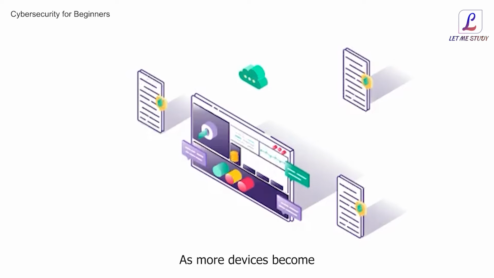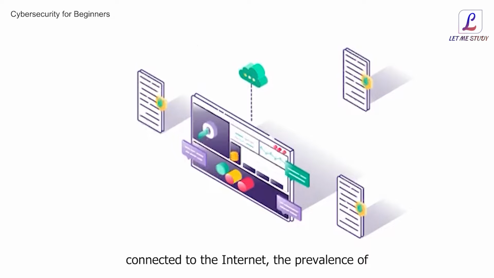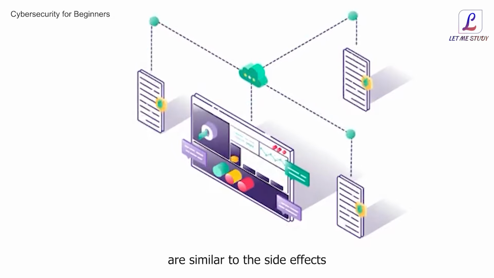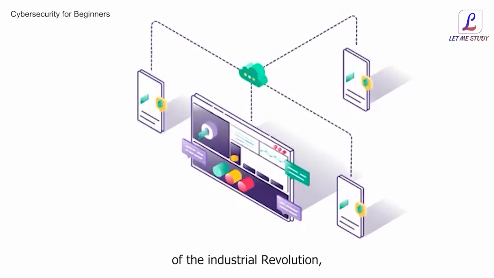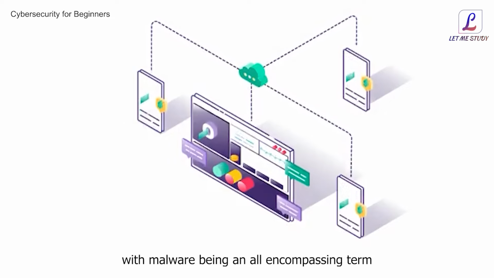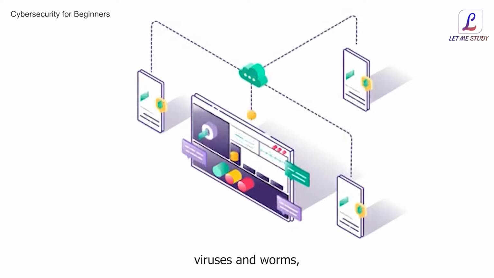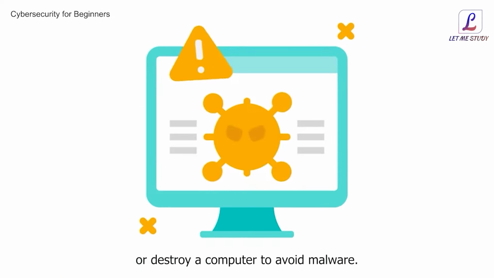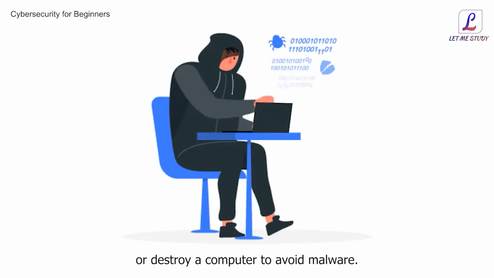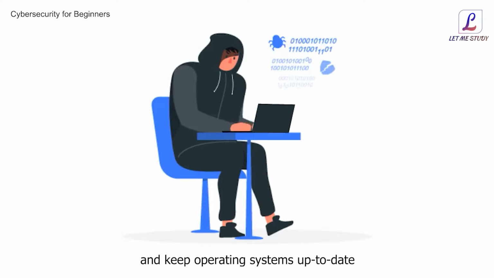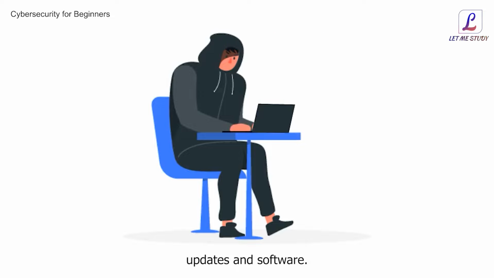As more devices become connected to the internet, the prevalence of cyber threats continues to increase. These vulnerabilities are similar to the side effects of the Industrial Revolution, with malware being an all-encompassing term for various types of attacks. These attacks include Trojans, viruses, and worms, all of which can steal data or destroy a computer. To avoid malware, it is crucial to avoid downloading anything from unknown senders and keep operating systems up to date with the latest security updates and software.